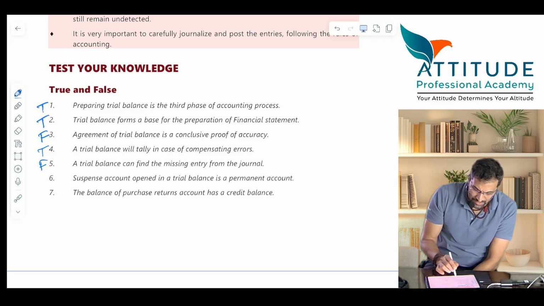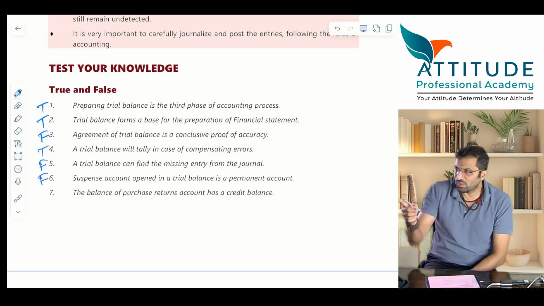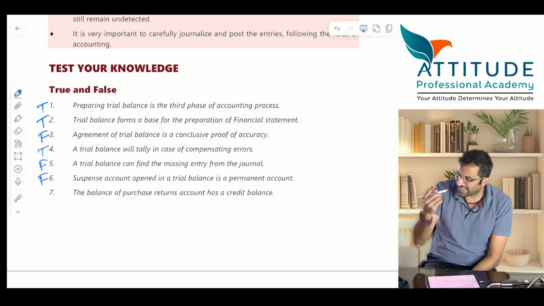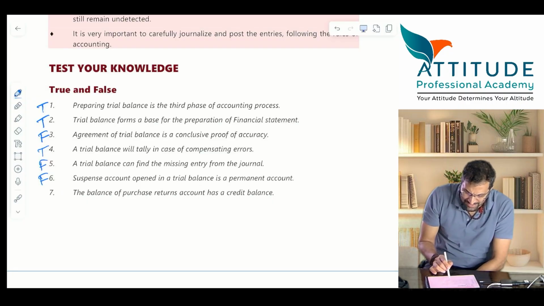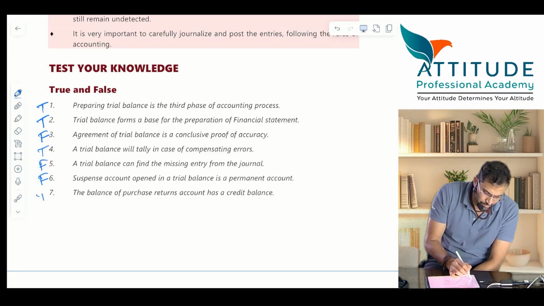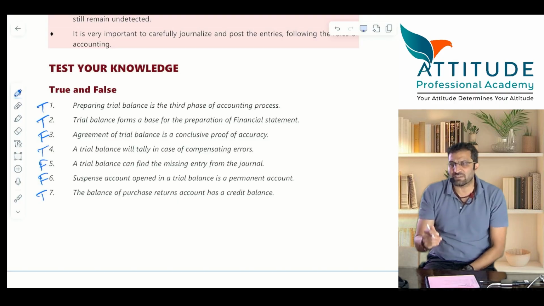Suspense account opened in trial balance is a permanent account. False. This you will come to know later on. What is suspense account? Suspense account should get closed. Once the suspense is revealed, it should get closed. This is false, you will understand later. The balance of purchase return account has a credit balance. True. Purchase will have a debit balance. Purchase return will have a credit balance.